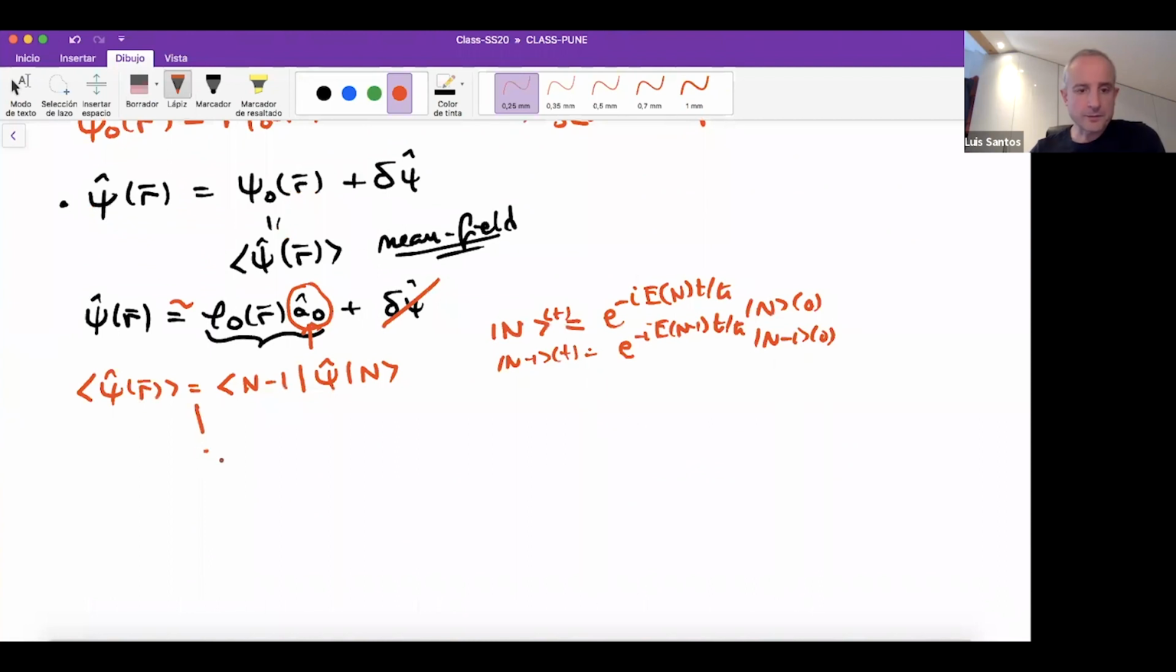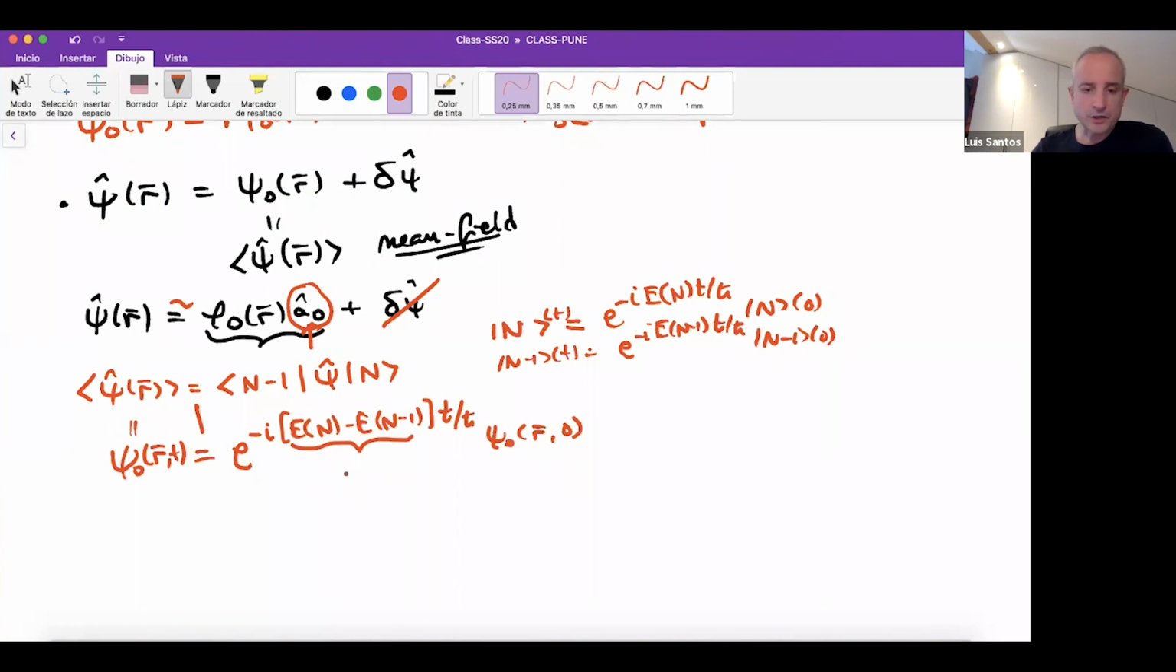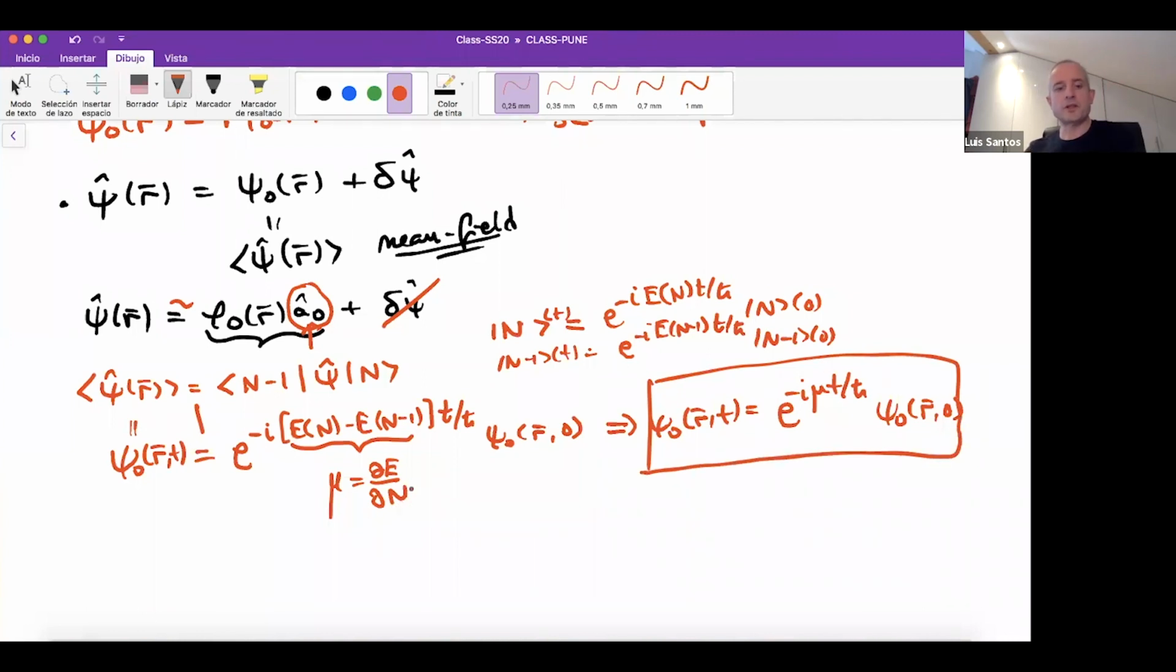Then you see that this guy now evolves in time, which is nothing else than the psi 0, as I was telling you. It evolves like e to the minus (E_n minus E_(n-1)) t over h bar, times psi 0(r). So it does not evolve with the energy, but with this energy difference, which is nothing else than the chemical potential. The chemical potential is the derivative of E with respect to the number of particles. So this means that the stationary solution of the condensate, and I will come back to this point in a second, evolves with an energy which is given not by the energy of the system, but by the chemical potential. We will employ this in a second. This is because of how we define this condensate wave function as the mean field of the operator.